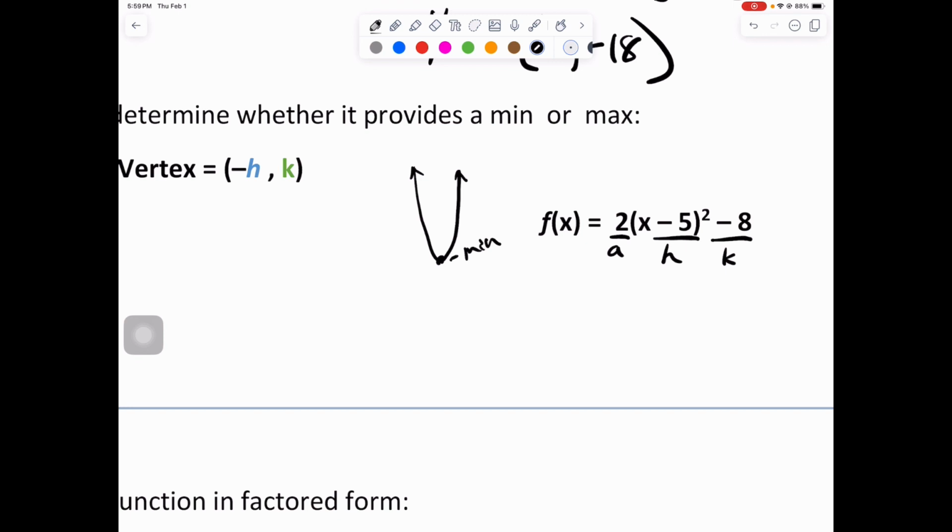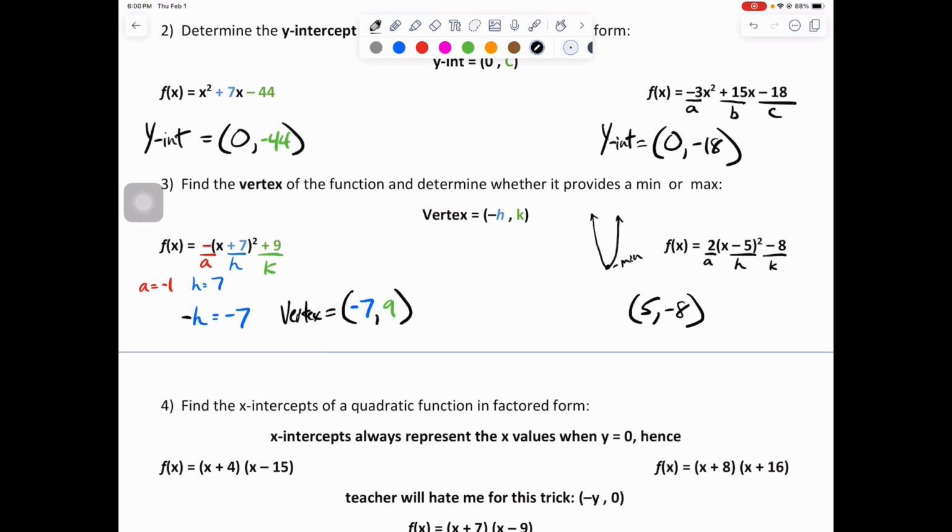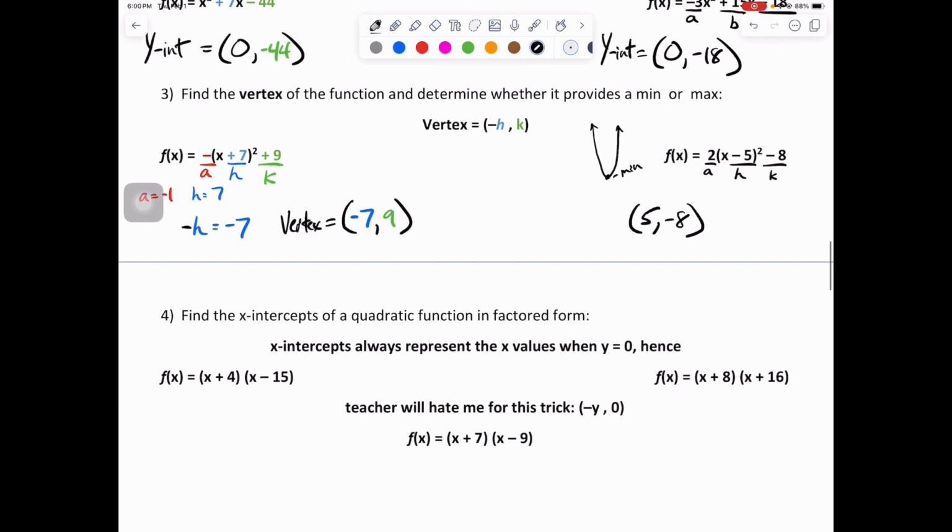Now let's go ahead and do our vertex. Our a equals 2. And if our h equals -5, what's the flip sign of a -5? Boom, you got it, +5. Plug in your k value, which in this case is -8, way to identify. And as you can see, a lot of this quiz or unit assessment, guys, is simply just identifying. Get comfortable with it. Let's roll.